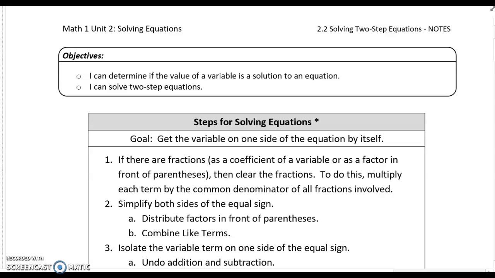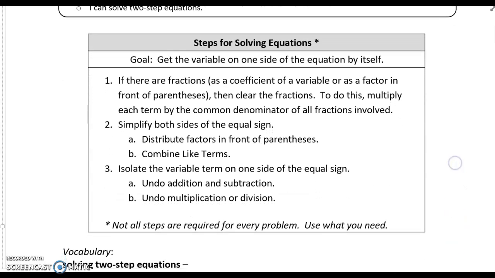Here's a step-by-step approach to how you're going to solve these equations. Remember, the ultimate goal when you're solving an equation is to get the variable on one side of the equation by itself.